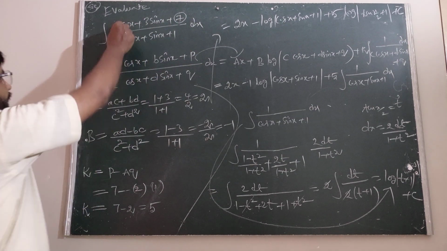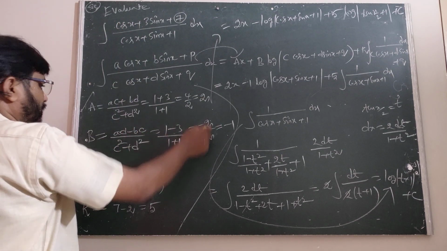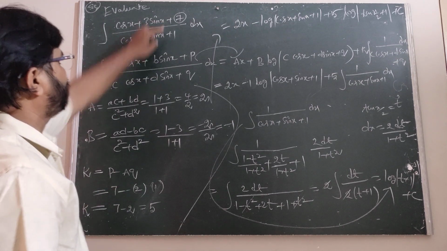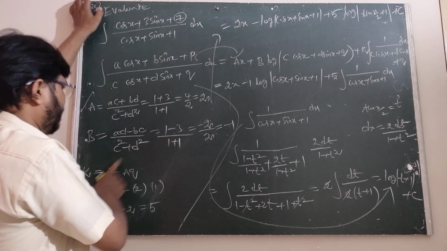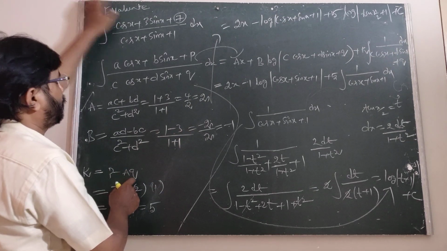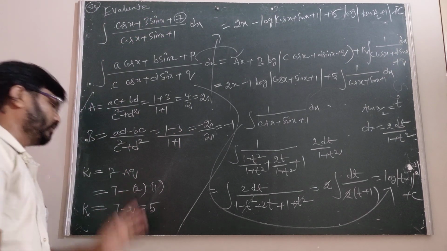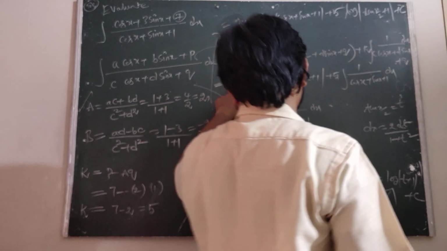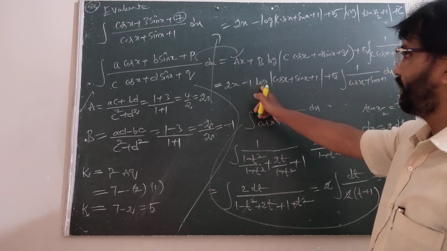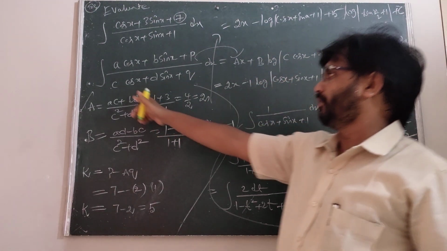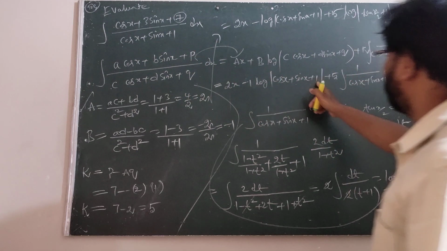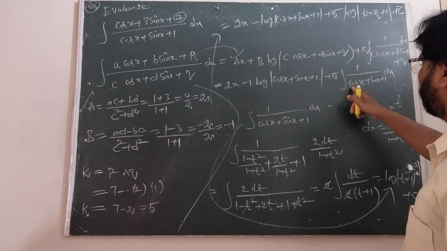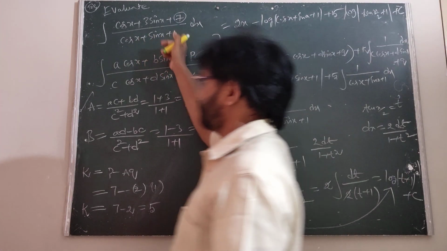After that, b is (ad minus bc) by (c square plus d square): 1 minus 3, minus 2 by 2, that is minus 1. K is p minus aq, where p is 7, a is 2, q is 1, so 7 minus 2 is 5. These all values are substituted in this. Ax, where a is 2x, b is minus 1, minus logarithm of the denominator. The denominator is cos x plus sin x plus 1. Plus 5 into the integral of 1 upon cos x plus sin x plus 1.